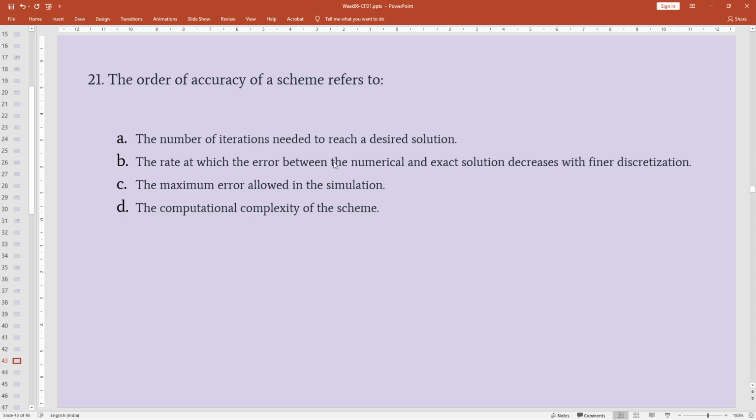So the question is about accuracy, not just accuracy, it's about the order of accuracy of a scheme. Try to answer the question. Please inbox your answers.